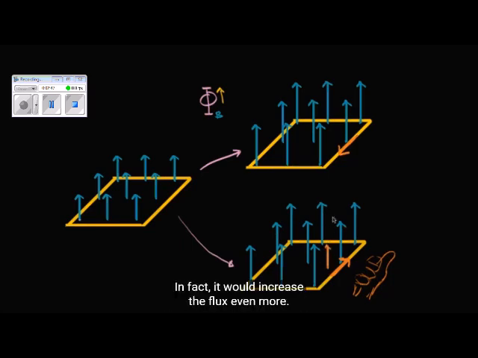In fact, it would increase the flux even more. At these points, these vectors would increase even more. Well, what would that do? If the flux increases even more, then the current is going to increase. The current is going to increase even more, which is going to make the flux increase even more, which makes the current increase even more. And you would have this never-ending cycle where the current keeps increasing and the flux keeps increasing, and you would have this energy that's appearing out of nowhere, which would violate the law of conservation of energy.